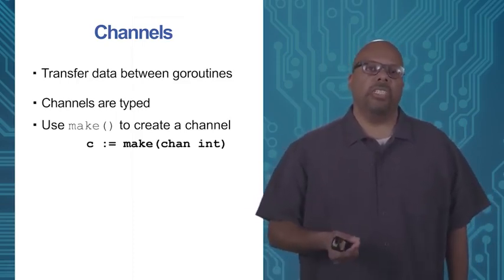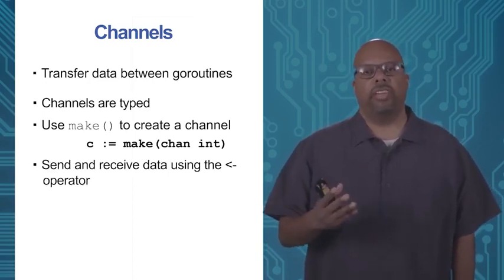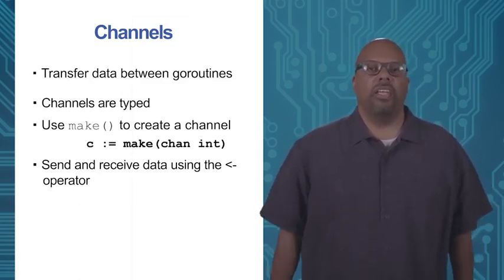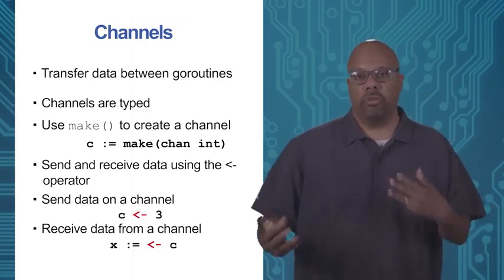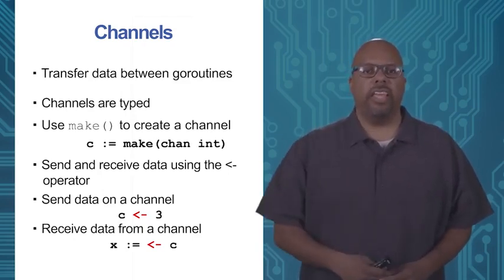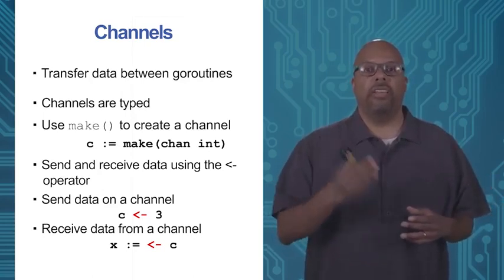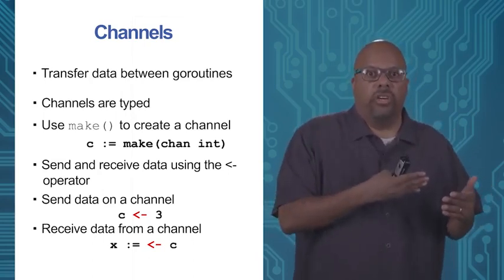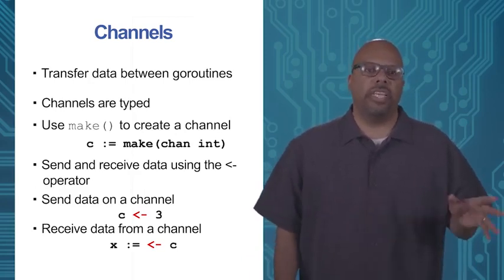Now, once you've got this channel C, you can send and receive data using this arrow operator. When I say arrow, it's literally a less than and a dash, which looks sort of like an arrow. You use this arrow operator to send data on the channel and to receive data from the channel. So on both ends, you send and receive using this operator. An example here, send data on a channel. Say I've got my channel C I just made. I want to send the integer 3. So I write C arrow 3. If you follow the arrow direction, the 3 goes into the C. So this thing on the right is going into the channel C. That's how you would send data on a channel.